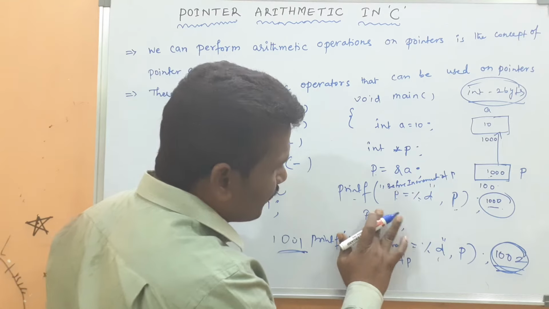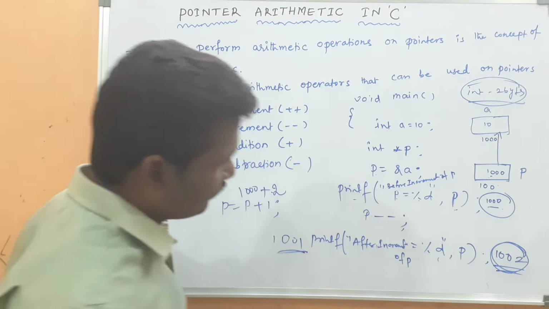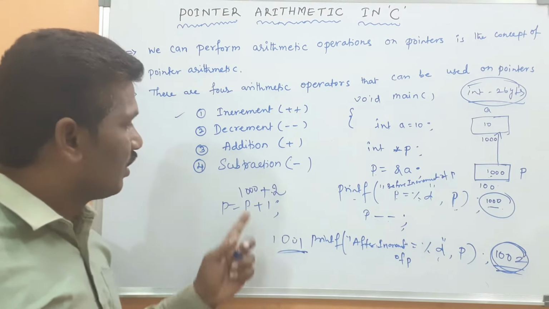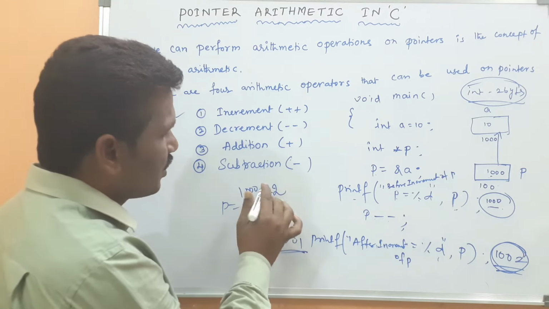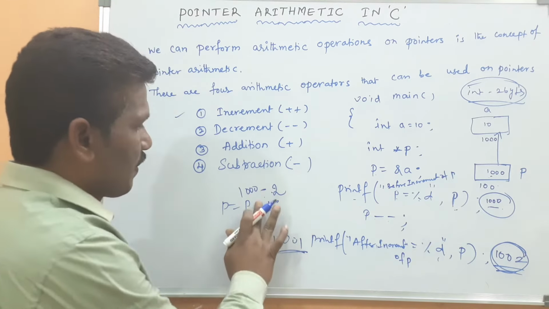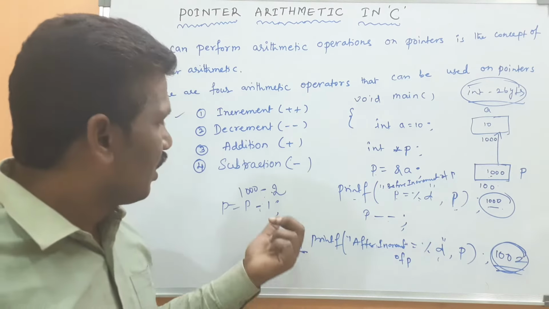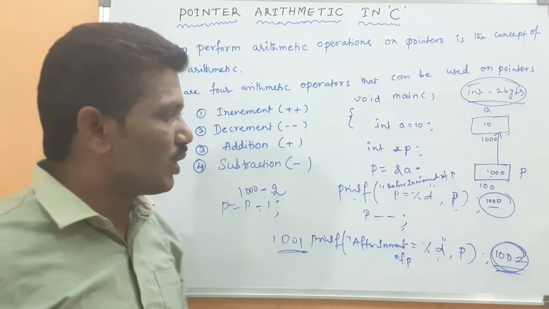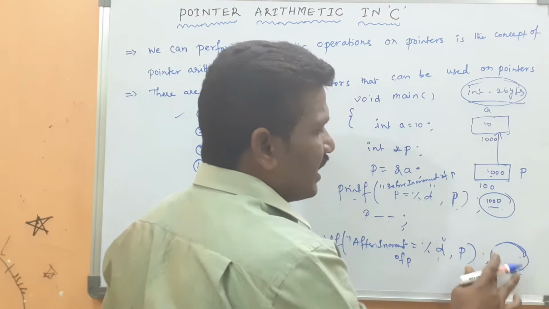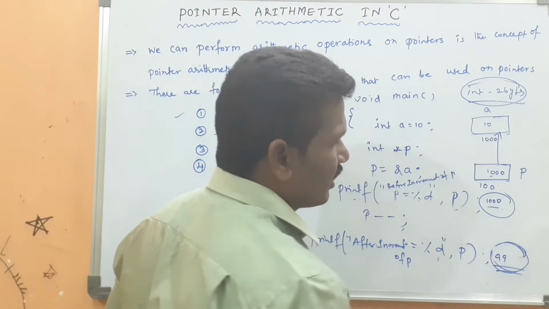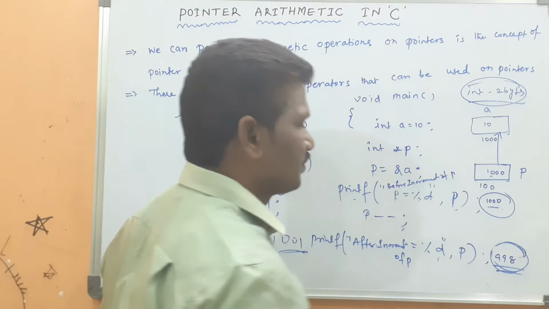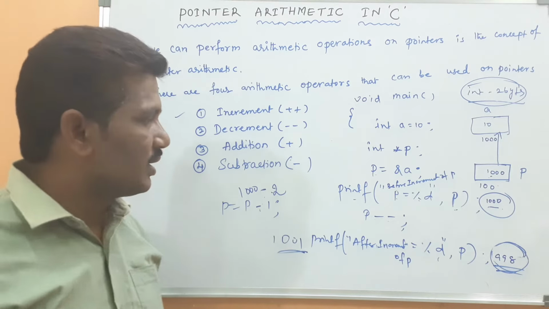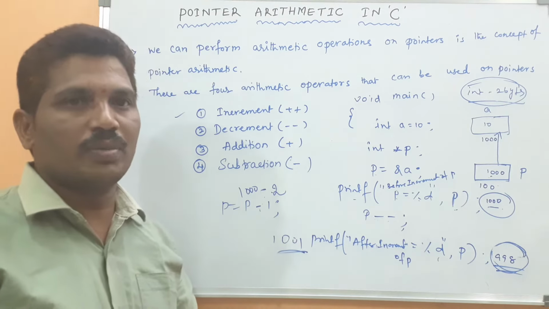Suppose p minus minus. What is p minus minus? Then minus 2. P equal to p minus 1 means it gets decremented by 2 bytes. Then what is the answer? 1000 minus 2 means 998. Got my point? Okay, this is how the increment and decrement operations are performed.